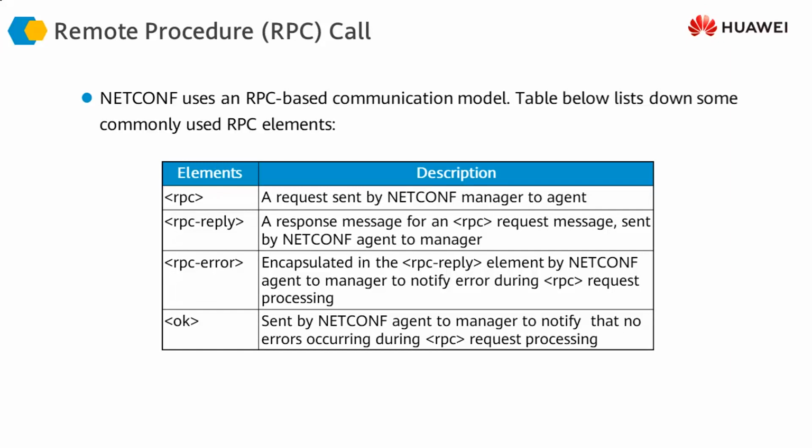If you look at the remote procedure calls, or the RPC messages which are exchanged between the NMS and the managed elements, these are the different messages, RPC reply. These messages carry different types of information, or RPC error or OK. In response to an RPC message, a reply will be sent by the device. If there is an error, an RPC error message will be sent. And if there is no error, an OK message will be sent by the device to the NMS station.